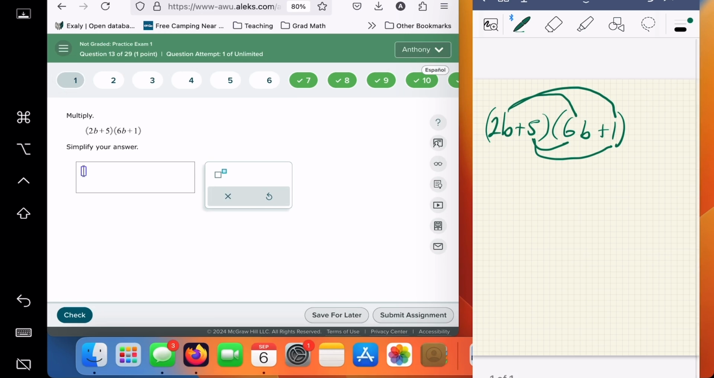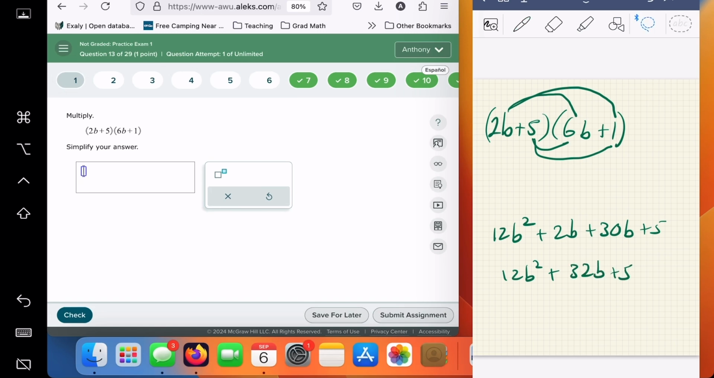And so if I do that, 2 and 6 is 12b squared, and then 2 and 1, I have 2b, and then 5 and 6, there's 30 more b's. And 5 and 1 is 5, and so everything together is 12b squared plus 32b plus 5.